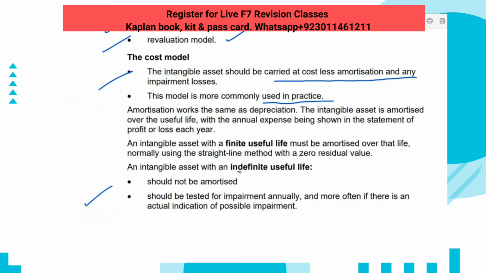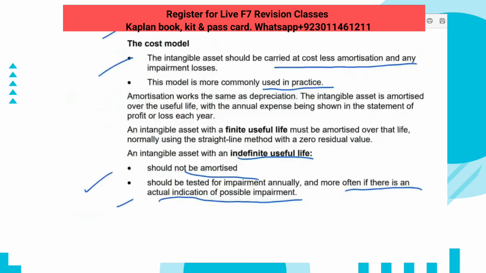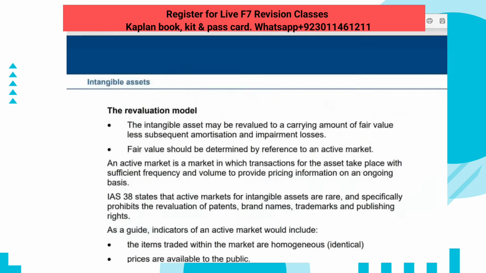An intangible asset with an indefinite useful life should not be amortized. If there is an unlimited life, it's a part of your business now, and it should not be amortized. Then it should be tested for impairment annually, and more often if there is an indication of possible impairment. So you have to look into these types of categories. If an asset falls under this category, you have to follow this rule.